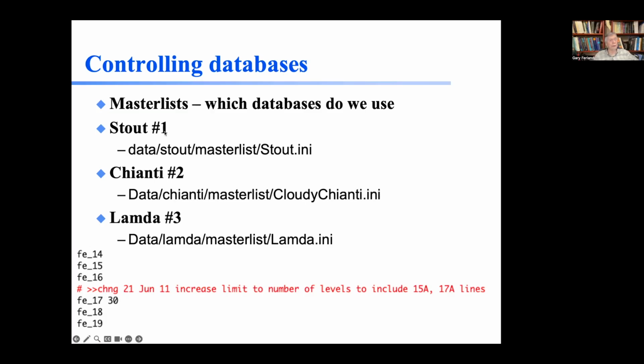If you specify the same species in all three, there is a priority. So carbon 2 is probably in all three. If it's in the Stout master list, we'll use Stout. If it's not in the Stout master list, and if it's in the Chianti list, we use that. If it's not in either of those and it's in Lambda, we'll use that. So if it's in all three, we'll use Stout. So this is the level of priority. It's a judgment call we had to make.